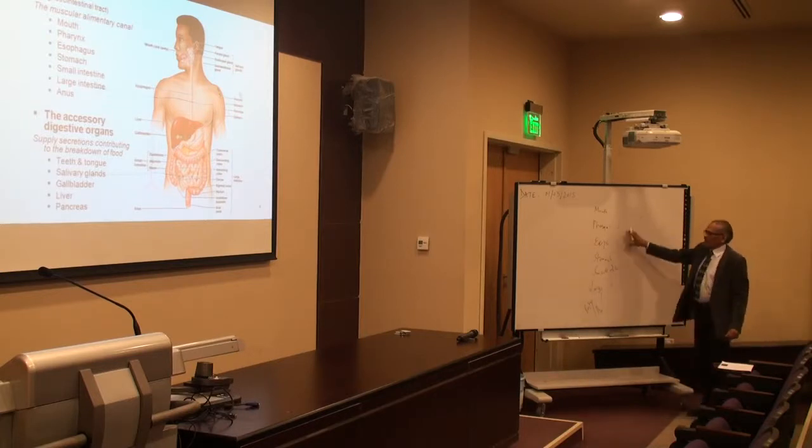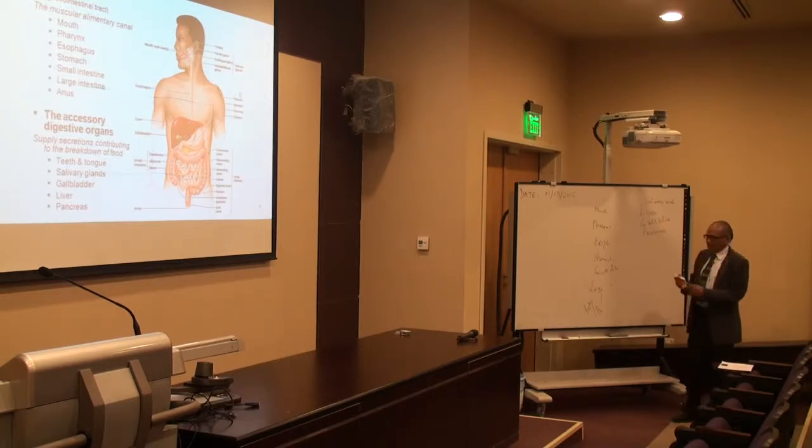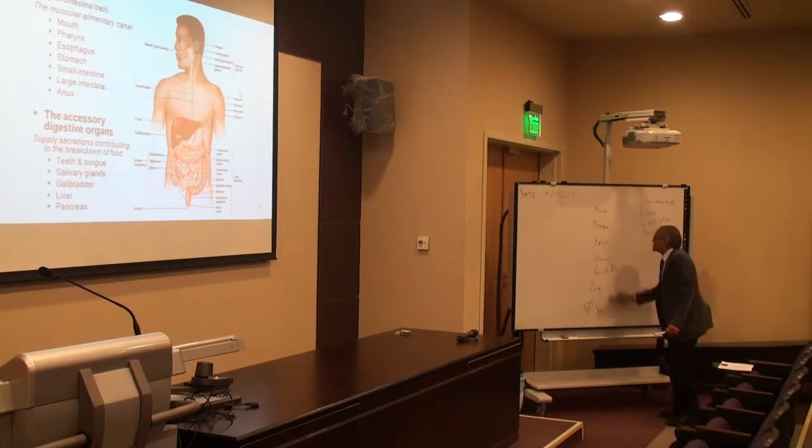Now in addition to the main tube, we have some extra glands which comprise the liver, gallbladder, and of course we should not miss the salivary glands in the mouth, and then another important gland, the pancreas. So we will see their structures and functions one by one.